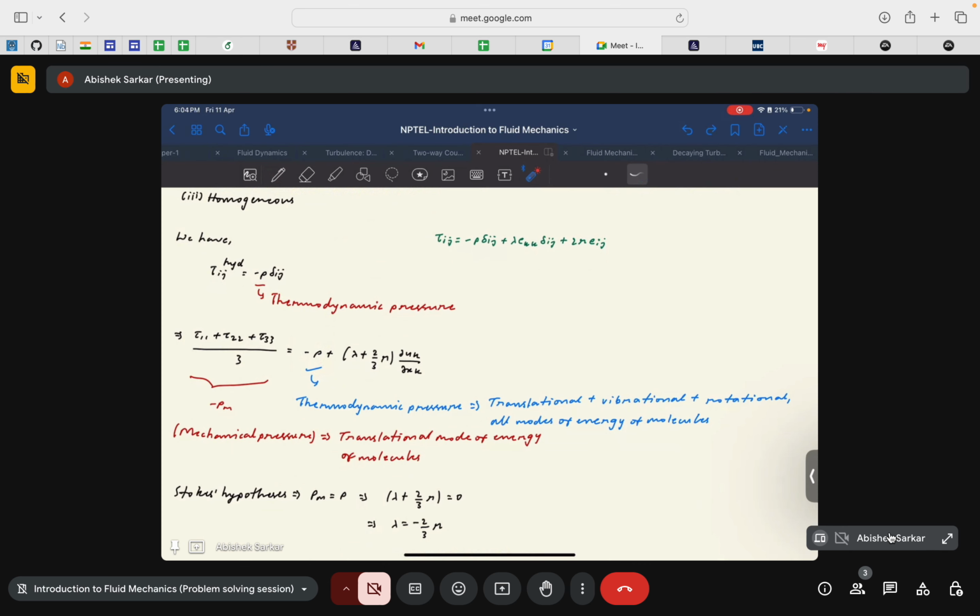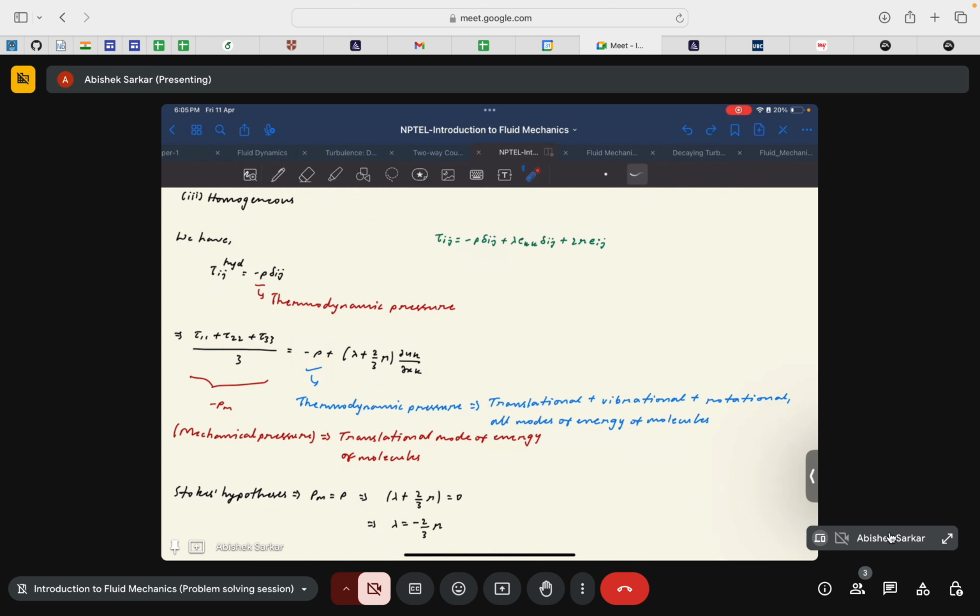And the main difference between the thermodynamic pressure and the mechanical pressure is that this mechanical pressure only takes into account the translational mode of energy of molecules. The pressure generated because of the translational mode of the energy of the fluid molecules. But thermodynamic pressure takes into account all the modes of energy. It is the translational, the vibrational, the rotational, and all the other modes of energy.